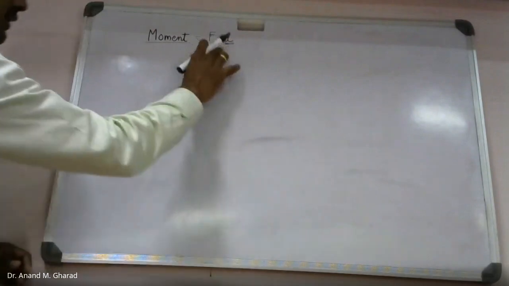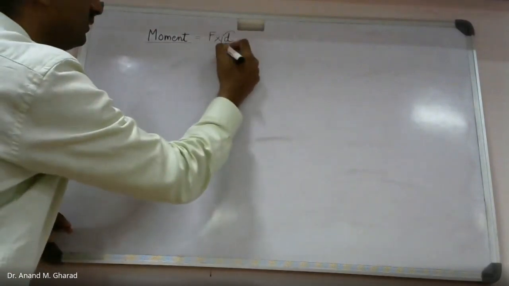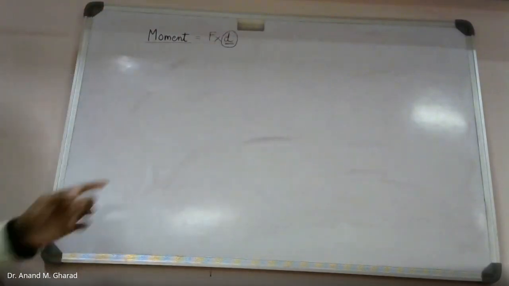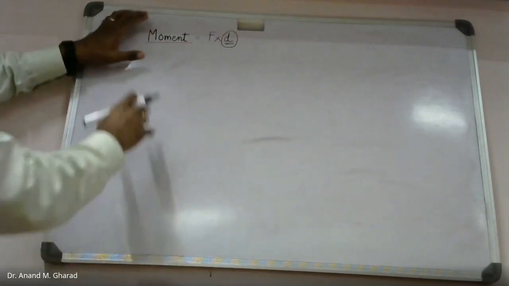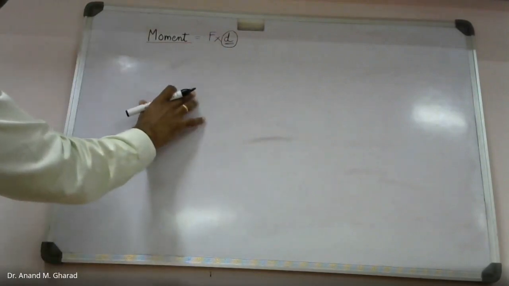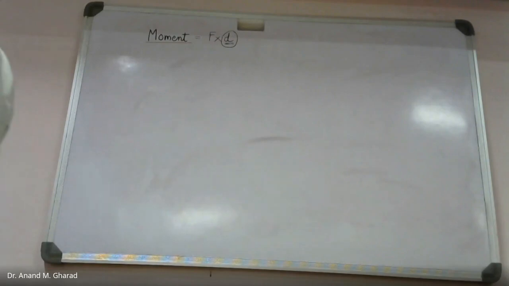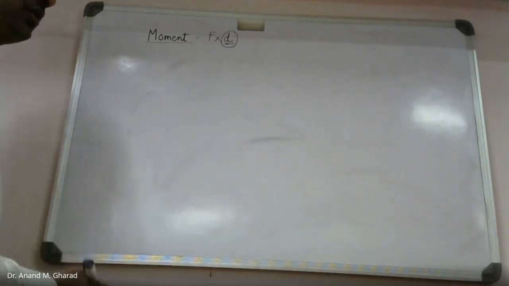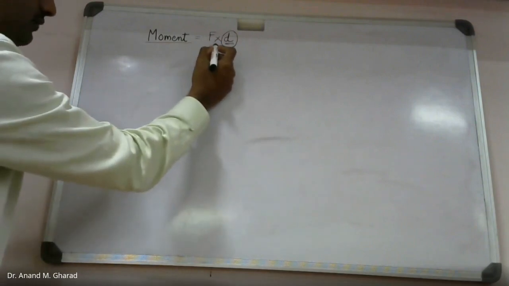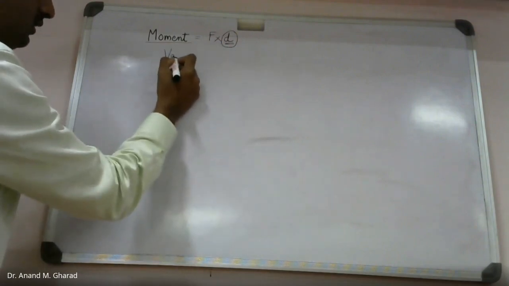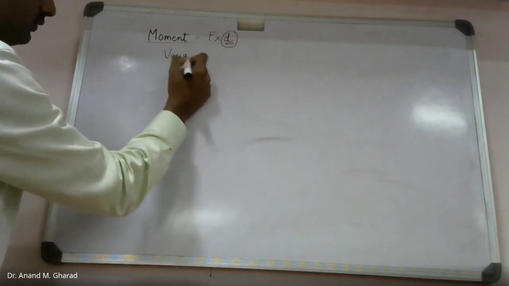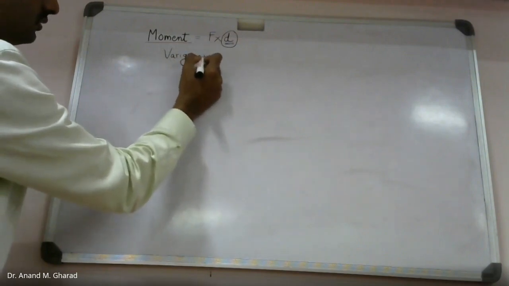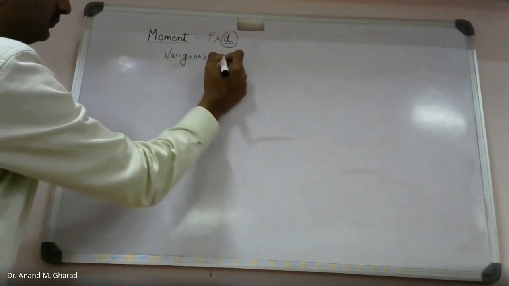This is what we have studied, and in this d is a perpendicular distance. Necessarily, it is a perpendicular distance, and based on this, we have solved a few numerical examples. Now let us shift to a few more numericals. Before that, we have seen Varignon's principle.